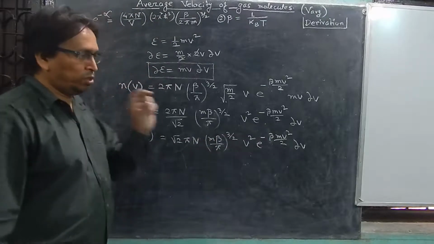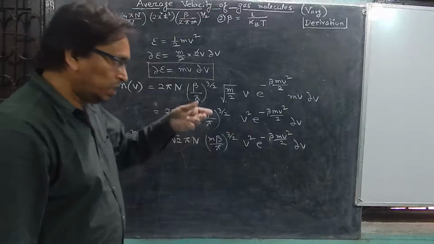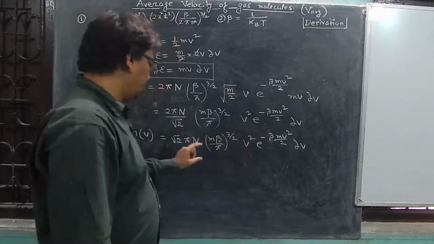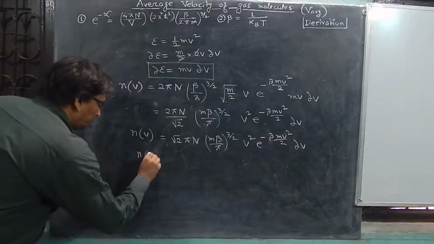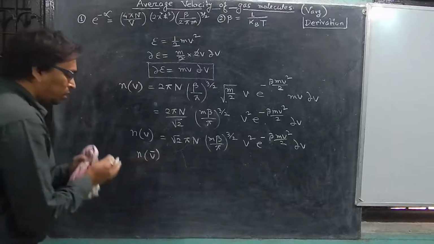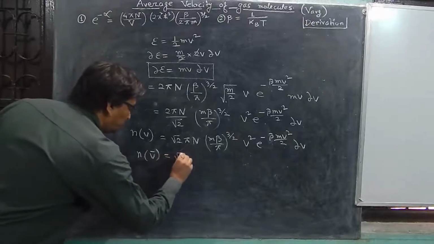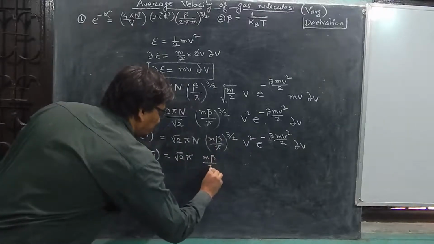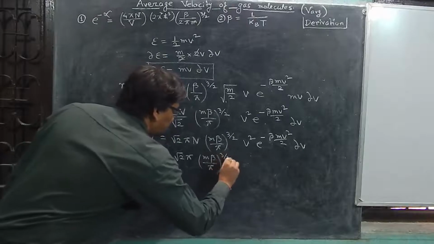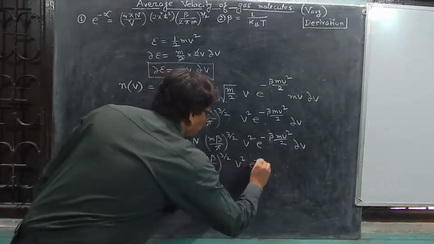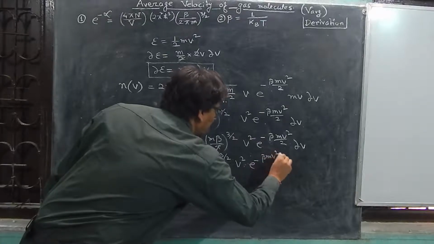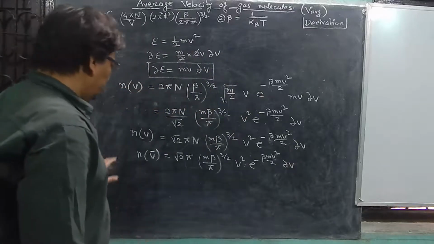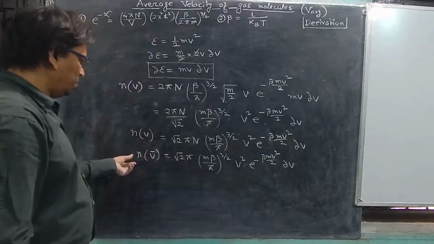So we have taken some particles, n number of particles. So what is their average velocity? That can be calculated if we divide this total by capital N. So this will give the average velocity of this small n number of particles. So this will be root 2 of pi, and this will be m beta by pi whole to the power 3 by 2, and this will be v square e to the power minus beta mv square by 2 and del v. Okay, so this is the average velocity of some particles.